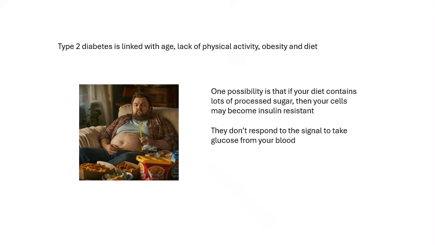And what happens is that your cells become insulin resistant because your pancreas has been chucking out loads and loads of insulin, and your cells basically start to ignore it. They become resistant to insulin. And so your blood sugar level becomes high, and you get type 2 diabetes.